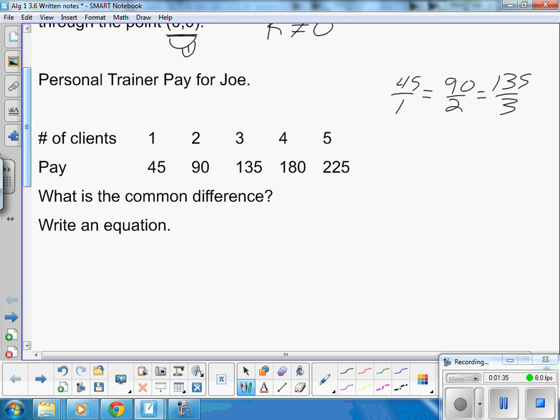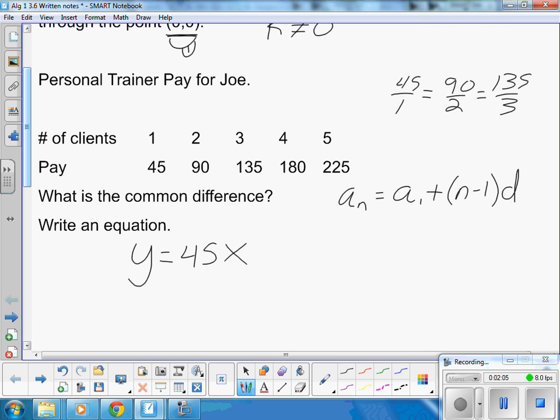Now, you can do this problem writing the equation using a sub n is equal to a sub 1 plus n minus 1 times the common difference. Trust me, if you go through and do that process, you're just going to get this. y is equal to, our common difference is 45, 45x. So our equation for this one is y equals 45x.